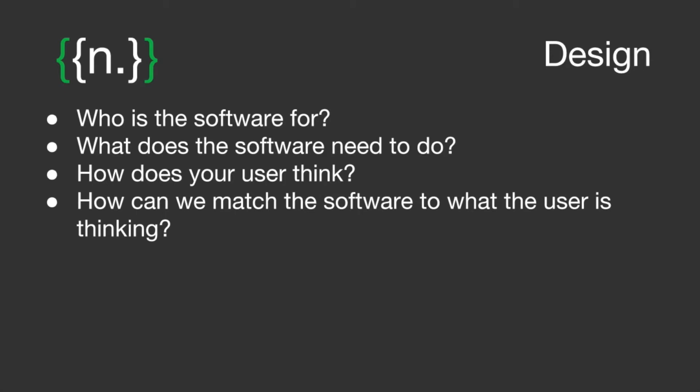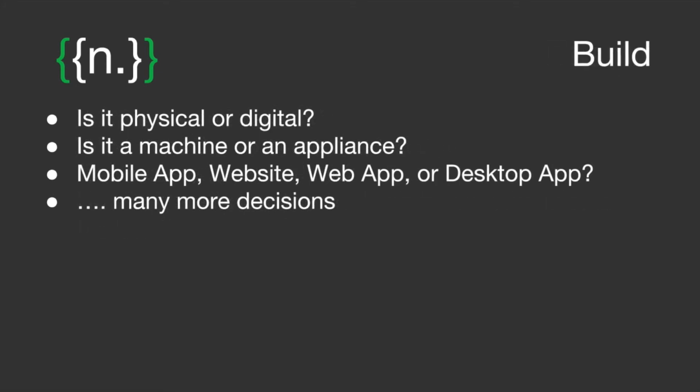So let's talk about the design phase. A designer would ask themselves these questions. Who is the software for? What does their software need to do? How does your user think? How can we match the software to what the user is thinking? We'll talk about this more in a later video. In terms of building, are you building a software product or a physical product? Is it a machine or an appliance? If it's software, is it mobile? Is it for web? Does it run on the desktop? Or is it just a website? There are a lot more decisions to make when you're building a product. And these decisions are tested in your test stage, which may inform a change in design.